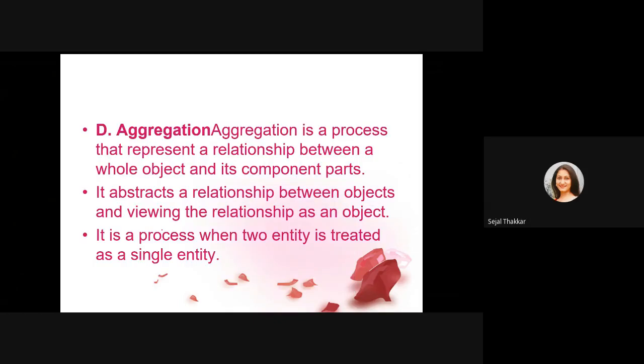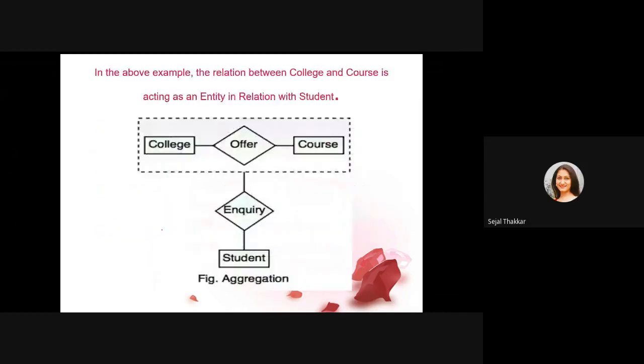Aggregation means you are combining some parts and making one object. For example, if I take the example of a computer, then keyboard, mouse, CPU, they all combine into one class, computer, personal computer.